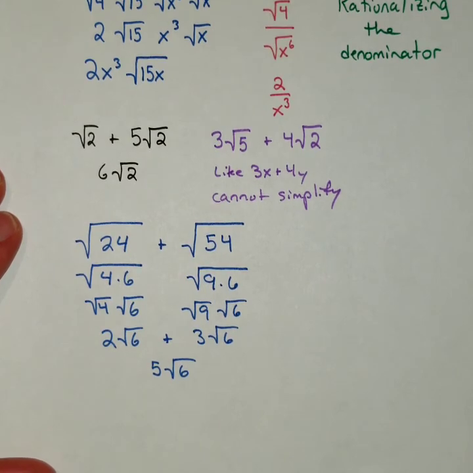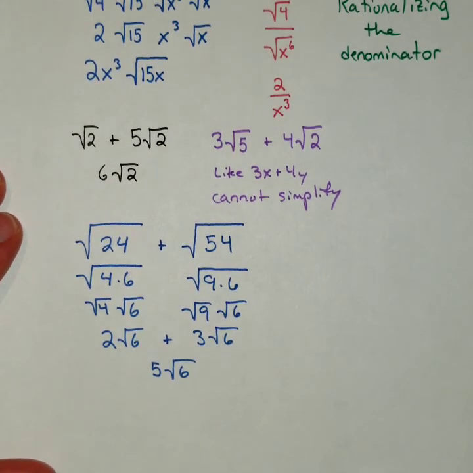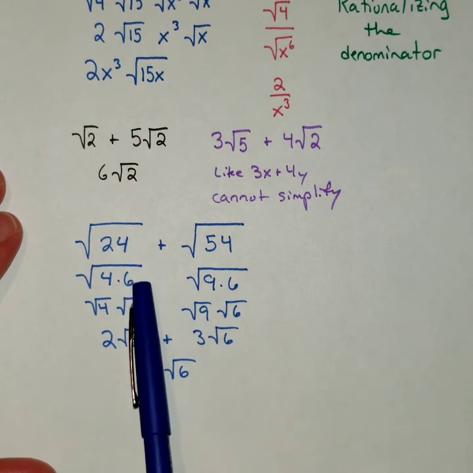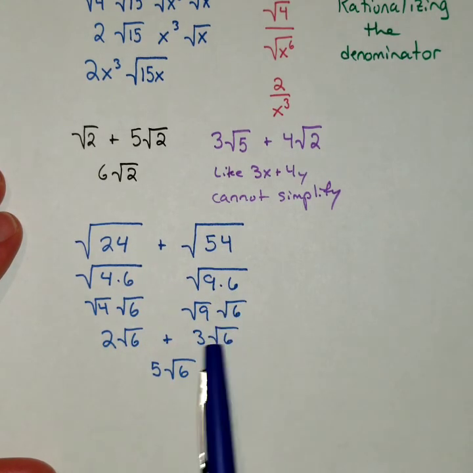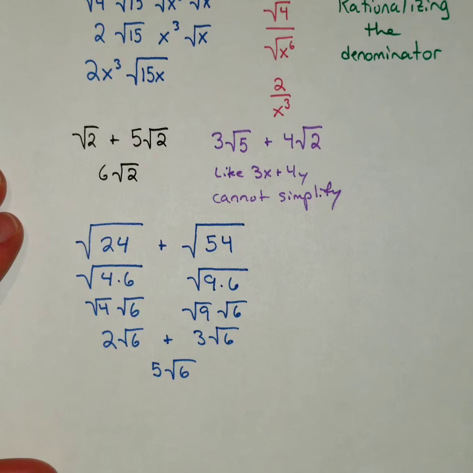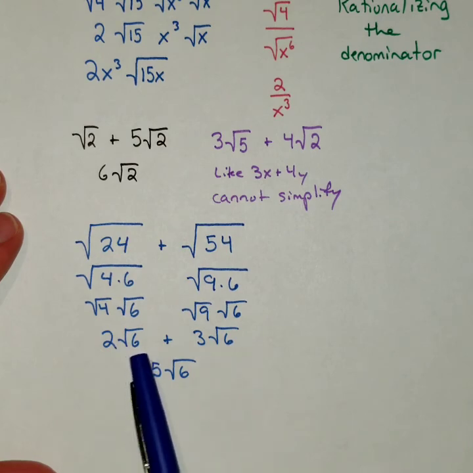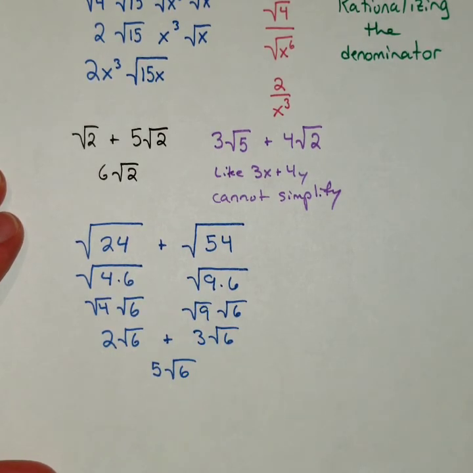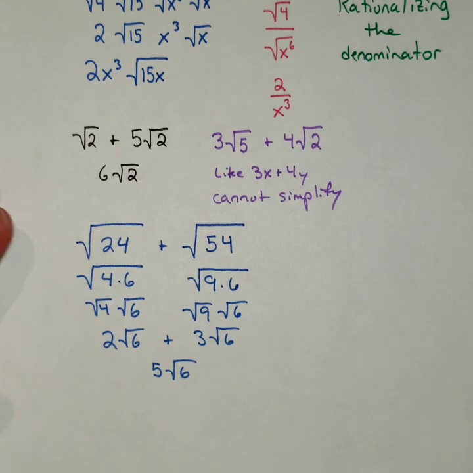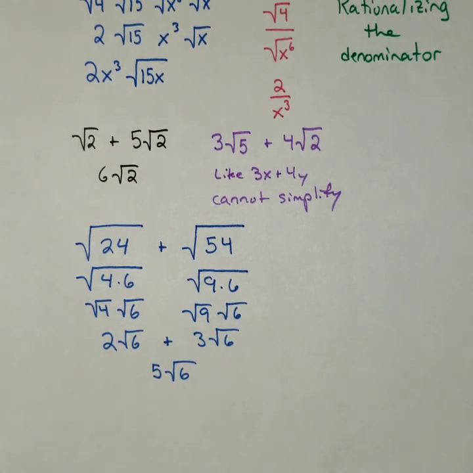So it actually did simplify, and I could combine them after simplifying each term individually. Okay, and often that will be the way to get the best simplified form, or to get the common radical so that I can add them together. Okay. All right.